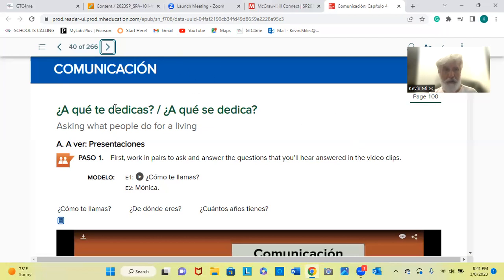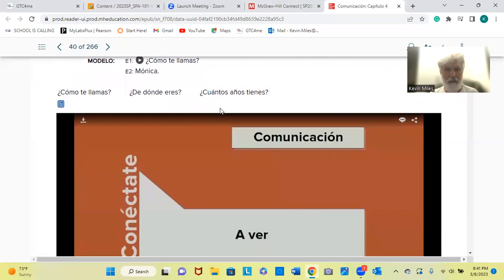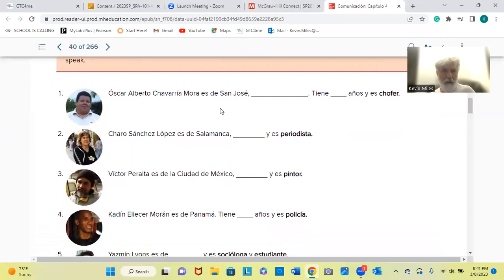Okay, let me see. Let's see if there's anything else here to look at. All right, and again, in the communication section, they're basically using the verb ser, and people are talking about themselves. They are saying where they're from, okay? And again, we use ser when we give origin. Yo soy de Greenville. I am from Greenville. And yo soy chofer. I'm a chauffeur or a driver. So take a look at the different professions, see how they're used with ser, and look at some of the questions there.